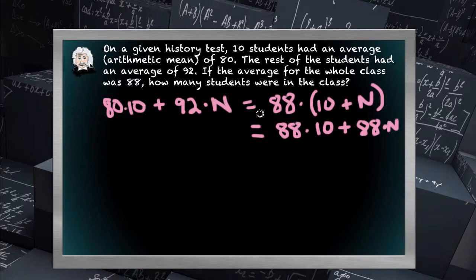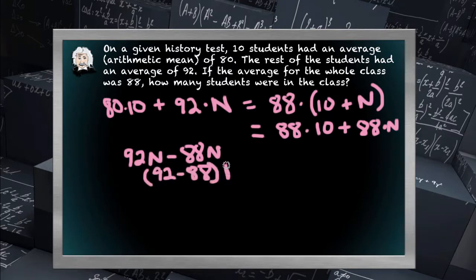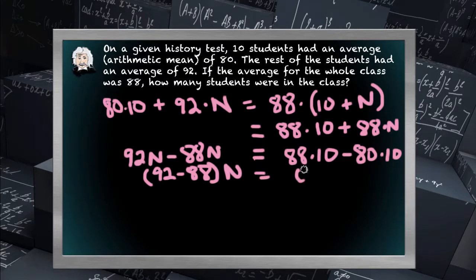And then we moved like terms to like sides. So we collected the n's over on the left side, which became essentially 92n minus 88n, which really is 92 minus 88, times n, on the left side. And on the right side, we took our 88 times 10, subtracting the 80 times 10 from the left side to eliminate it over there. Our expression on the right side became essentially 88 minus 80, times 10.